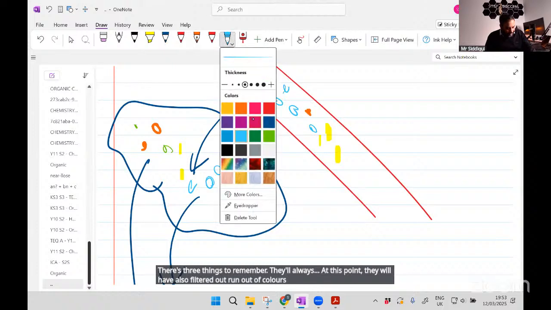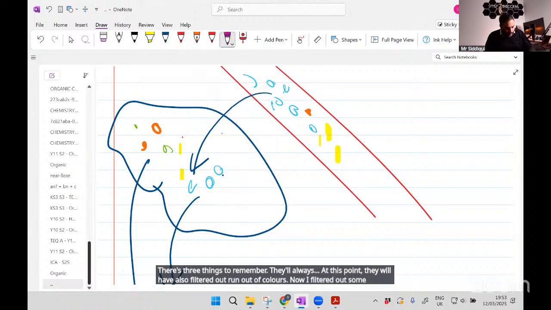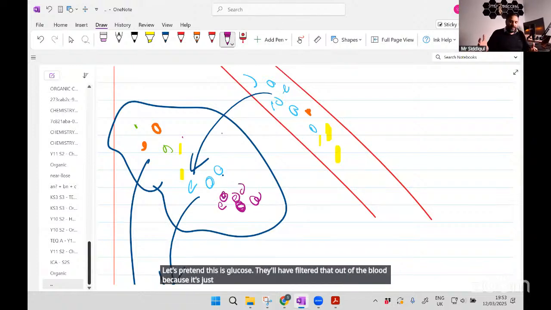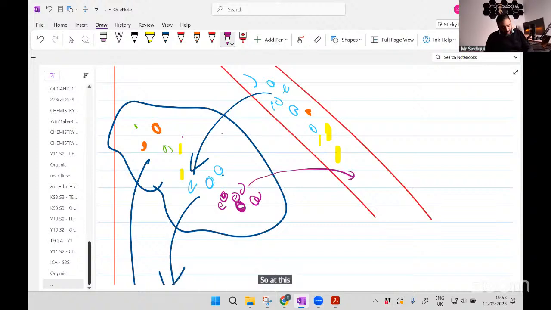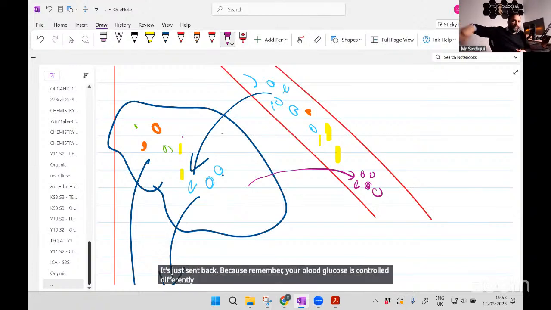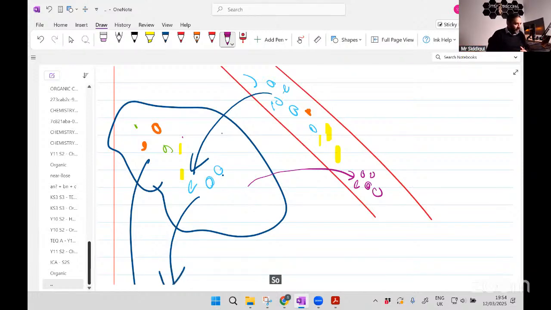They'll have filtered out some glucose. Let's pretend this is glucose. They'll have filtered that out of the blood because it's just a bigger thing, right? That's just come out. But the kidneys are not in charge of controlling the blood glucose level. So at this point, all of the blood glucose is reabsorbed. It's just sent back, because remember, your blood glucose is controlled differently. You don't lose glucose in your urine, for example. So even though they filter out the glucose, they then put it all back.